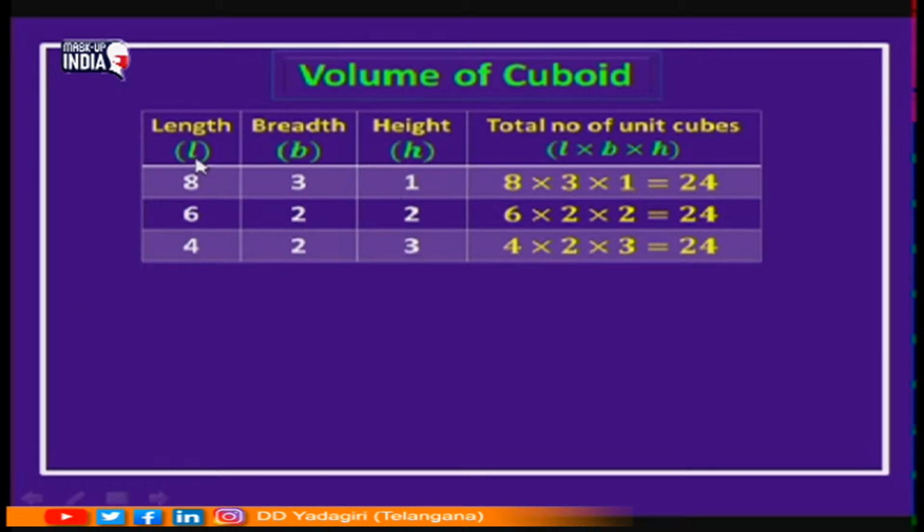See, here the length is 8, breadth is 3 and height is 1 and we got the volume as 24. When the length is 6, breadth 2 and height 2, then also we got the volume as 24. And length 4, breadth 2 and 3, when we multiplied all these 3, then also we got 24.